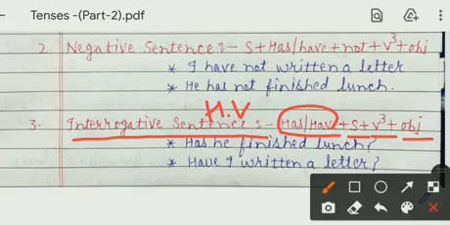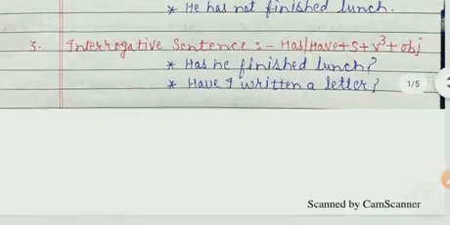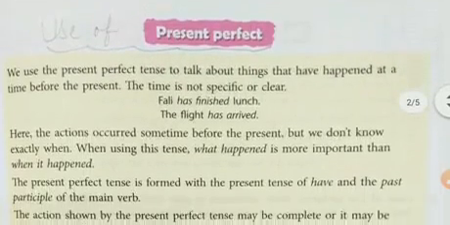Has he finished lunch? And after that you will put here question mark. Have I written a letter? So in this way you can frame interrogative sentence. So this was the structure, and now we are moving further towards the use of present perfect tense.